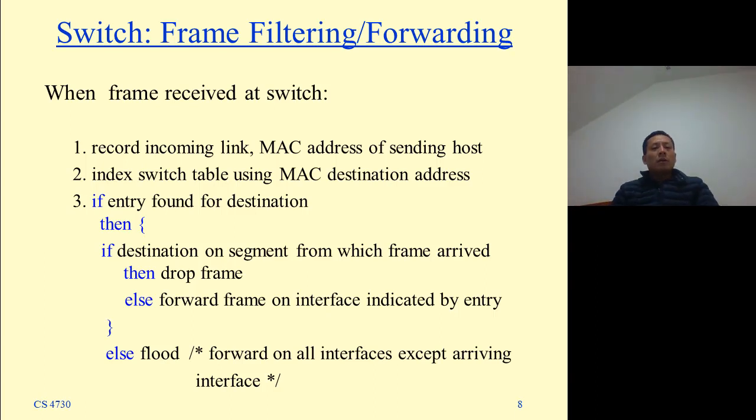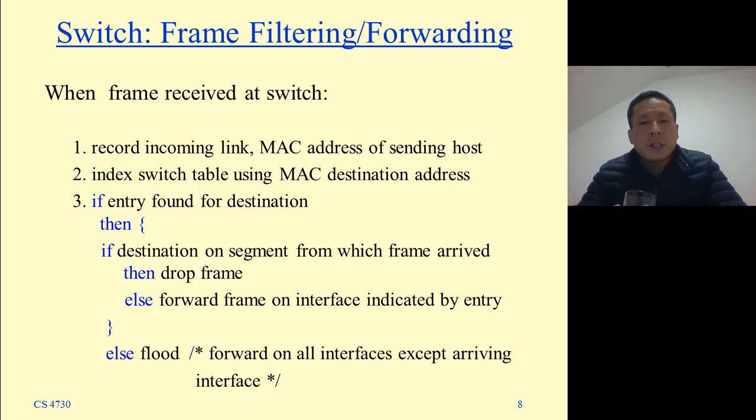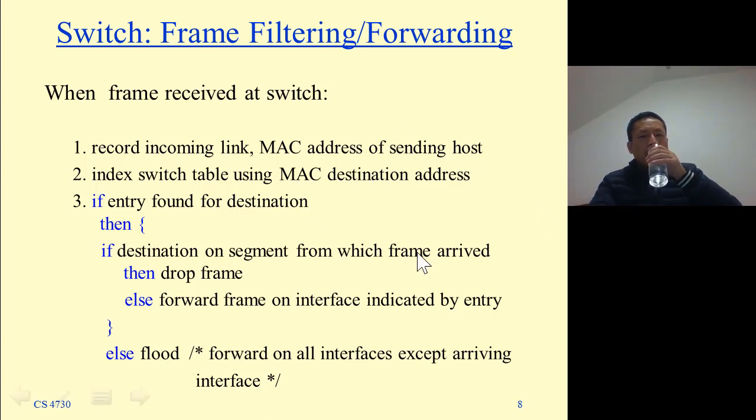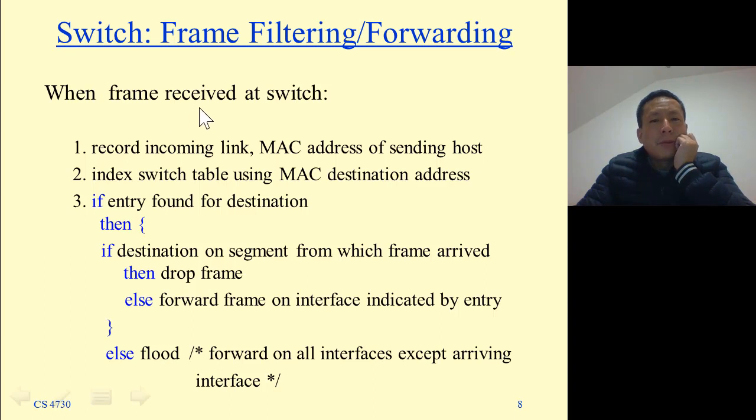So whenever the switch receives a frame, it needs to do frame filtering or forwarding before it can decide the right action for that frame. This is the algorithm used by the switch to do the work. Whenever a new frame is received by a switch, it will do these steps 1, 2, 3. First, it will record the incoming link and the MAC address of the sending host, and it will index the switching table by the destination MAC address.